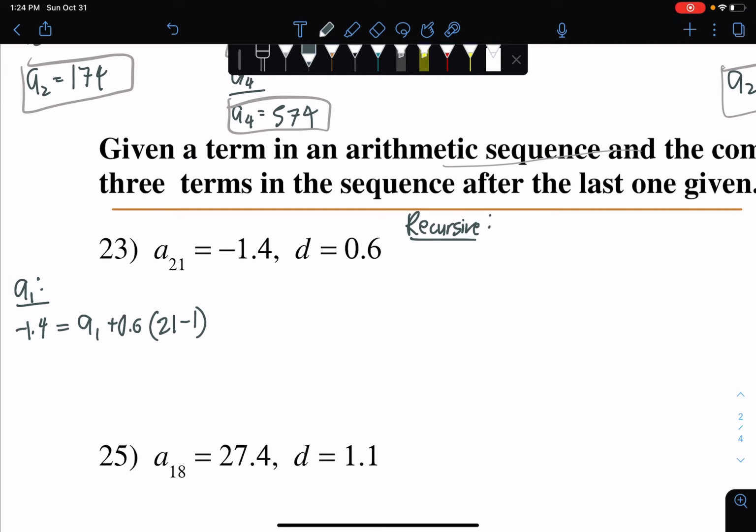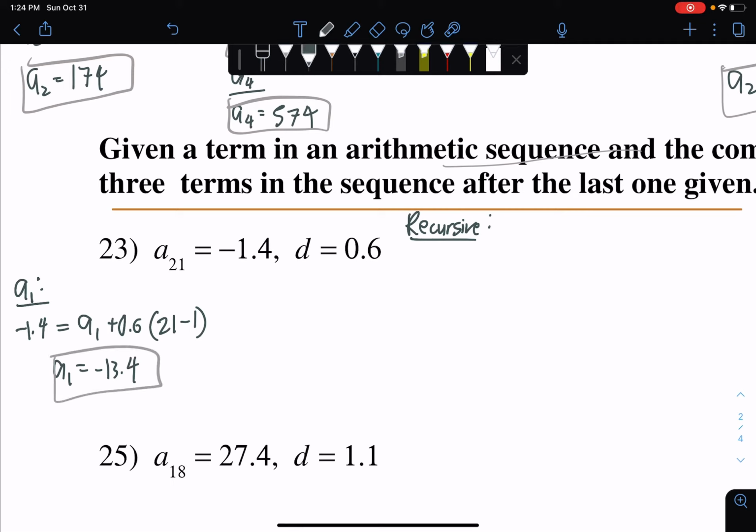Move to the other side, transpose negative 1.4 and negative 12. I'm so sorry, I got lost with the solution. We have negative 12 and negative 1.4. Our answer is negative 13.4.